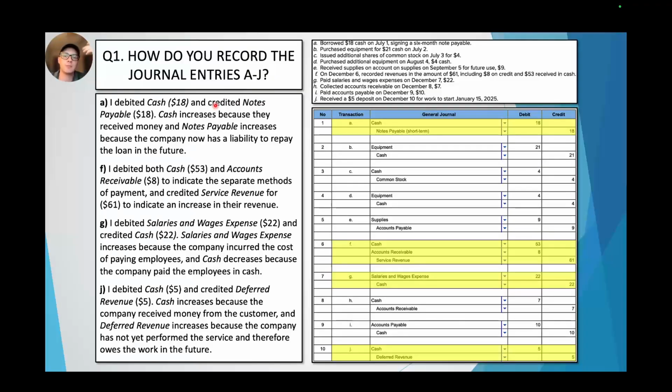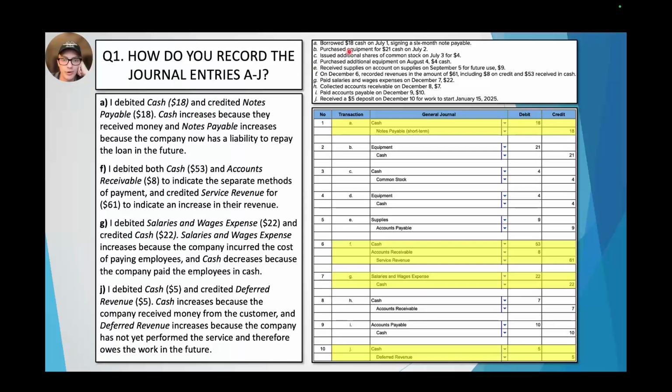Basically, journal entries record business transactions using debits and credits. Each entry identifies the accounts affected and keeps the accounting equation balanced by making sure total debits equal total credits. So we'll go through 4 of these out of A through J. We'll go through A, F, G, and J.